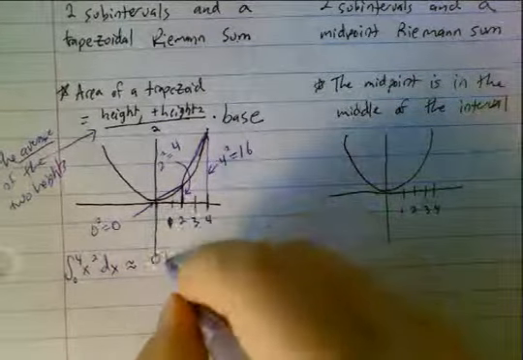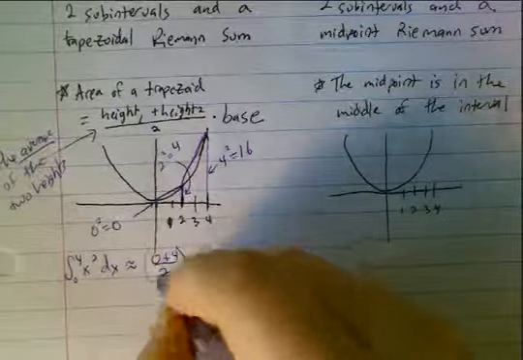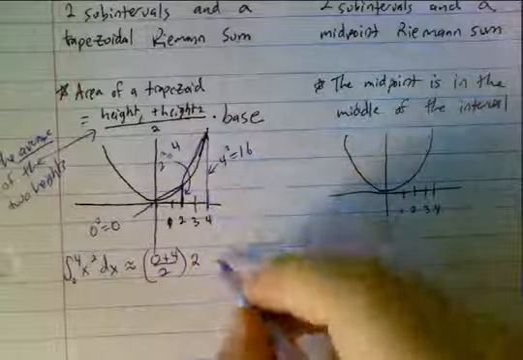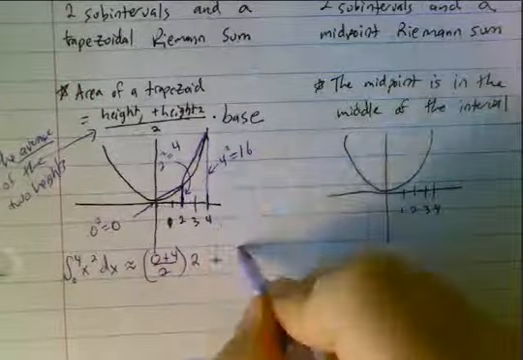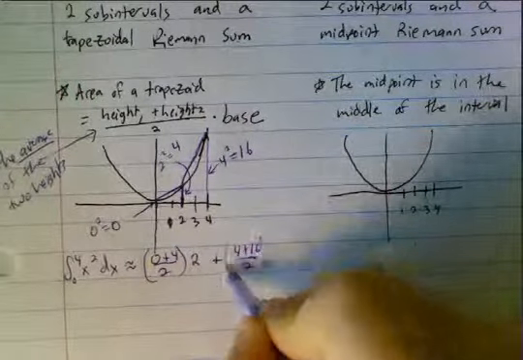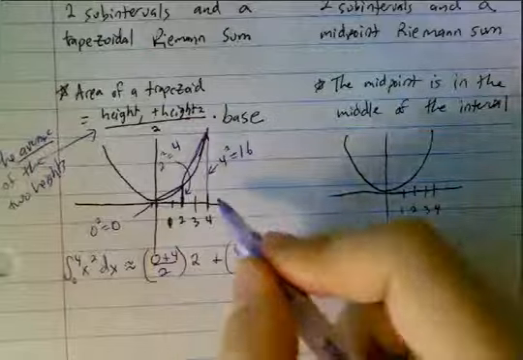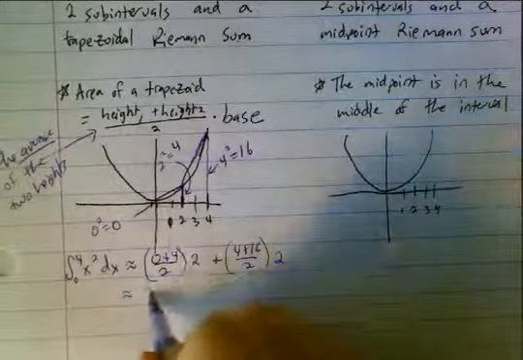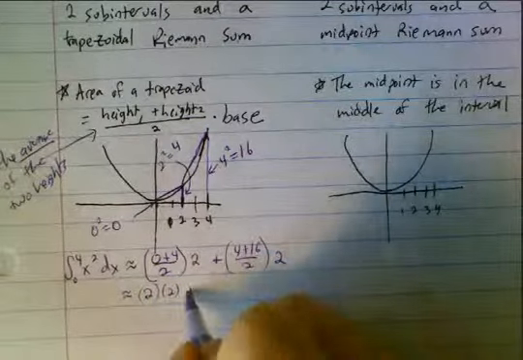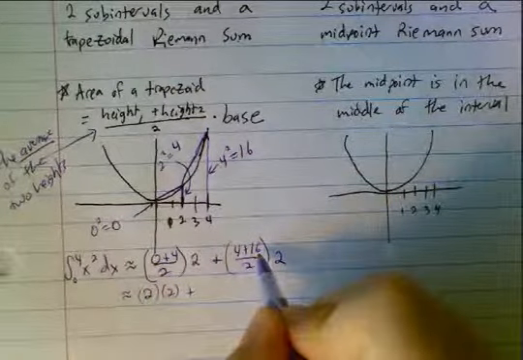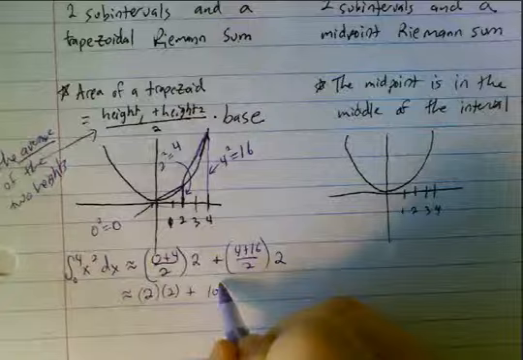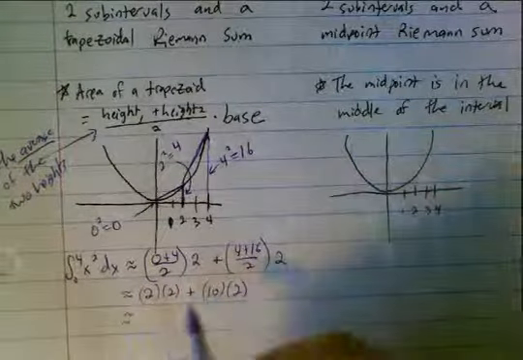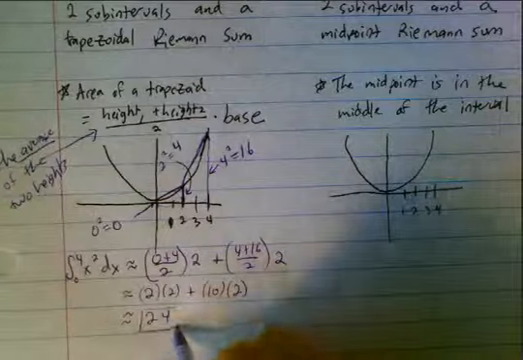What I'm going to do is take the average height here. So 0 plus 4 divided by 2. I'm going to multiply that by the width, which we can see is just 2. And then for this one, I'm going to take the average height, or 4 plus 16, over 2, and then multiply by the width, which again is 2. So this is going to give me 4 divided by 2 is 2 times 2, plus 4 plus 16 is 20, divided by 2 is 10, times 2. And when I multiply that out, 4 plus 20, 24.